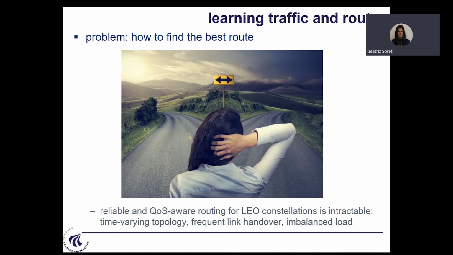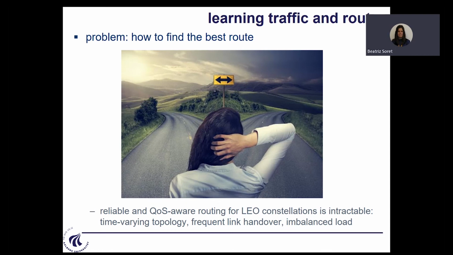And if we want to implement any kind of reliable and quality of service aware routing in a LEO constellation, that's really complex because we have this topology that is dynamic and it changes very, very fast. We have this frequent link handover. We have this imbalanced load. We have some satellites that are flying over very crowded areas and some satellites that will be flying over totally remote areas with almost no traffic.